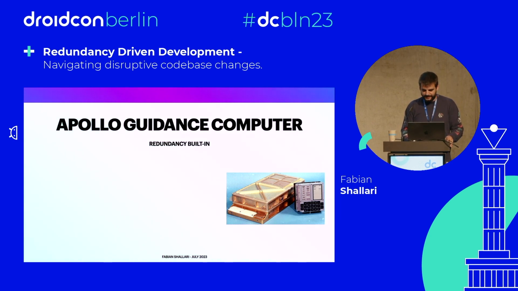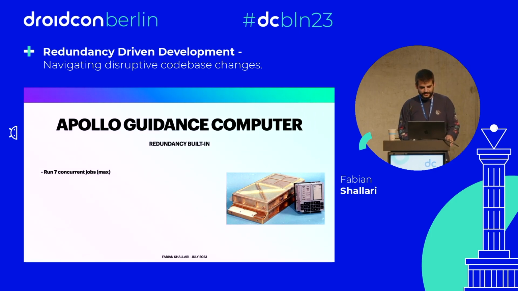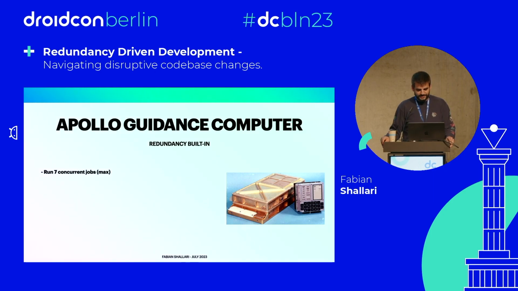Well, first of all, this is 1969, so CPUs have a clock speed of 1 megahertz, and the computer could run only 7 concurrent jobs at most. So imagine having today a computer whose software could run only 7 Kotlin coroutines. And you're about to land on the moon, so good luck with that.